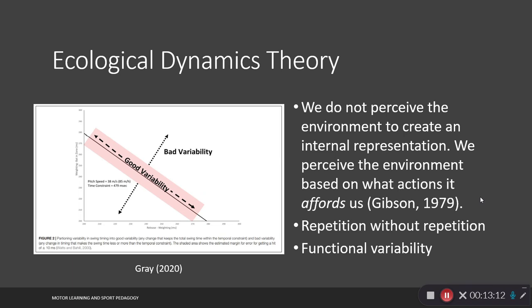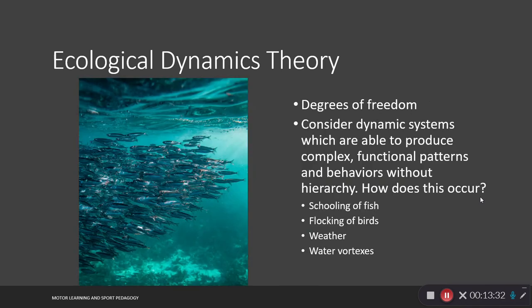While traditionally we think of practice as trying to eliminate variability, we think of it as noise and error, what ecological dynamics theory tells us is that variability can be functional. It's actually that we're designed to be highly variable, that it's about structuring that variability in a way that meets task objectives. There's also this idea I mentioned briefly of degrees of freedom.